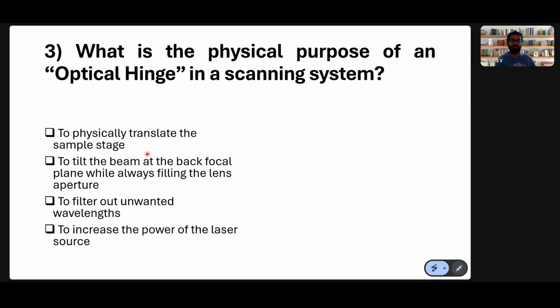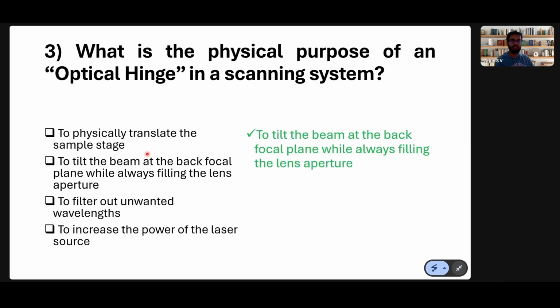Question number three: what is the physical purpose of an optical hinge in a scanning system? We know that whenever a light beam is tilted and falls on any part of the lens, it is always filling the lens aperture. So the correct option is B. The optical hinge is used to tilt the beam at the back focal plane while always filling the lens aperture.